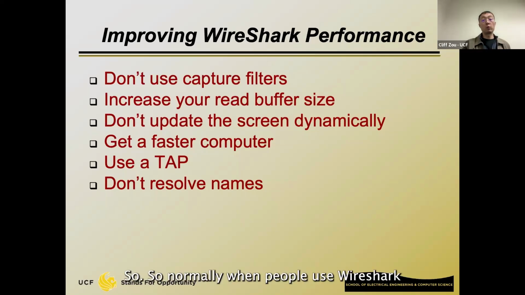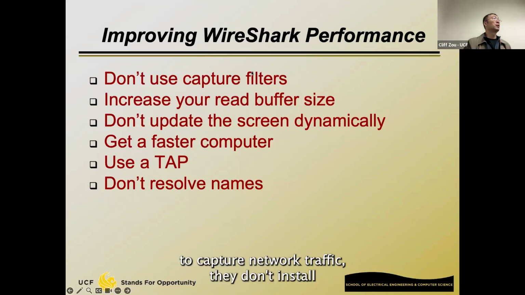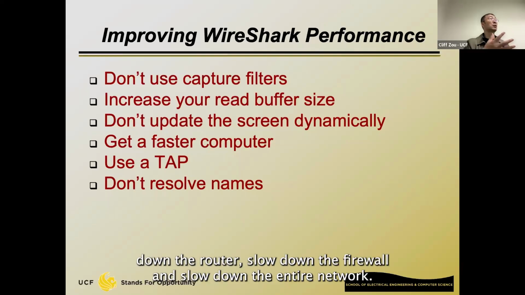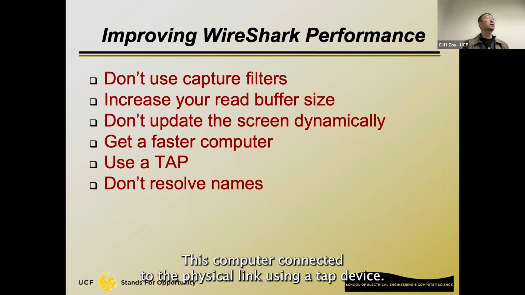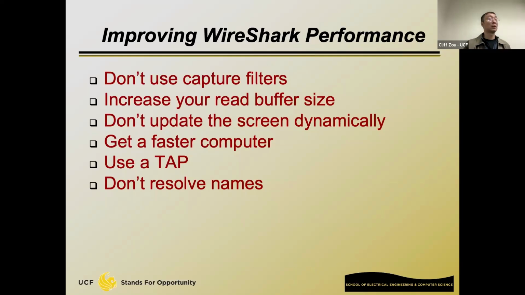Normally, when people use Wireshark to capture network traffic, they don't install Wireshark on the firewall or on the gateway, because that will slow down the router, the firewall, and the entire network. They install it on a dedicated computer, connected to the physical link using a tap device. So you do not interfere with the original network operation. So that's the tap.